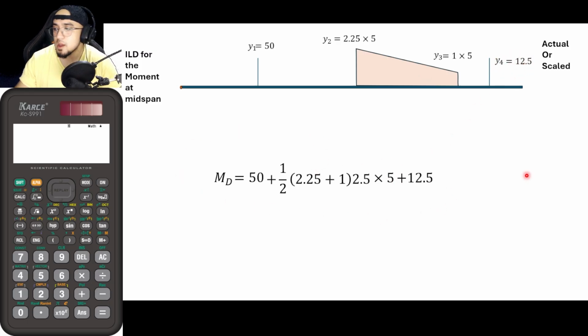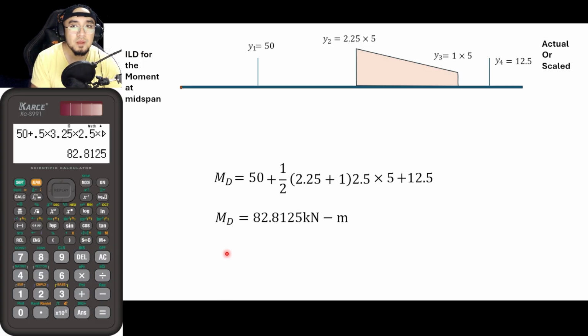So from that, looking at the calculator, this is now equal to 50 plus 1 half times 2.25 plus 1, so that is 3.25 times 2.5 times 5 plus 12.5. Our answer here is 82.8125 kilonewton meter. So basically, this is already our answer.